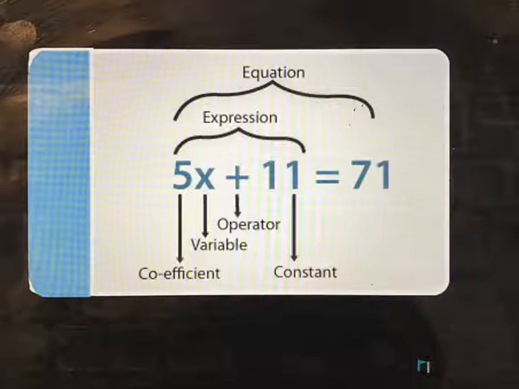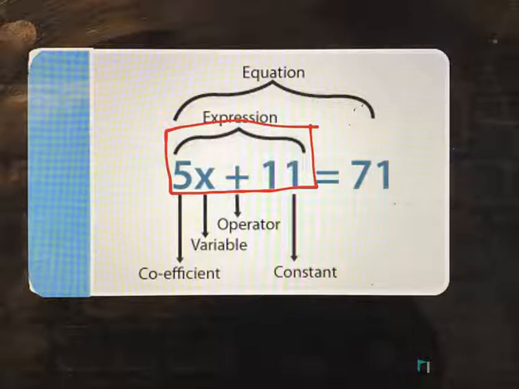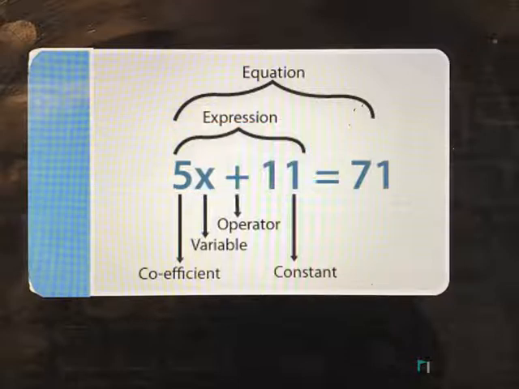So the first part of an equation is the entire thing. As you notice, we have 5x plus 11 equals 71. So this entire thing is the equation. Why? Because on one side we have this, we have the equal sign, and we have equals 71. Now notice right here it says an expression. An expression is when you have the 5x plus 11. I can't solve for it. Now with expressions, I can combine like terms. We're going to talk more about that later. But I can't solve for it. An equation, you can solve for it.